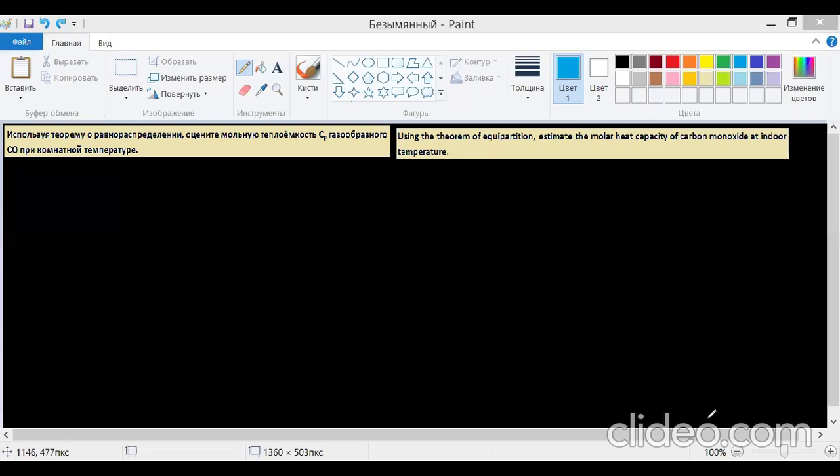So let's proceed to the second problem. Here it is. So, using the equipartition theorem, estimate the molar heat capacity of carbon monoxide at room temperature or indoor temperature.